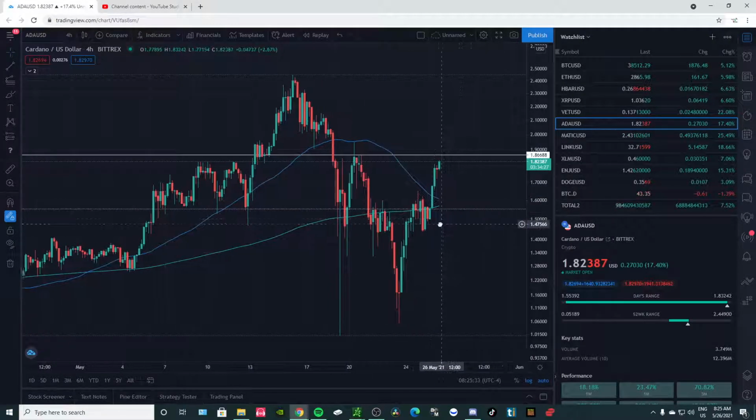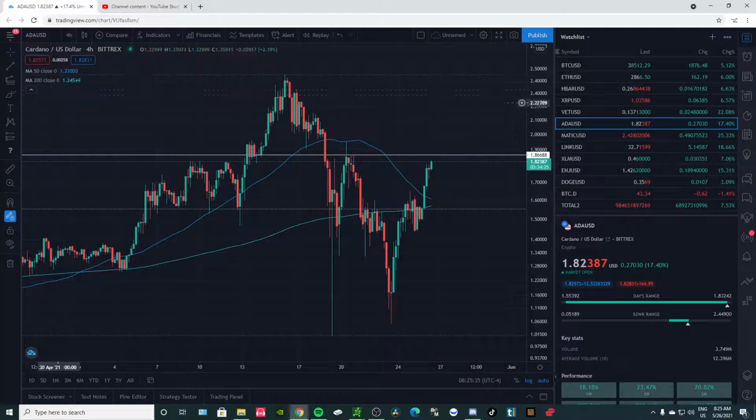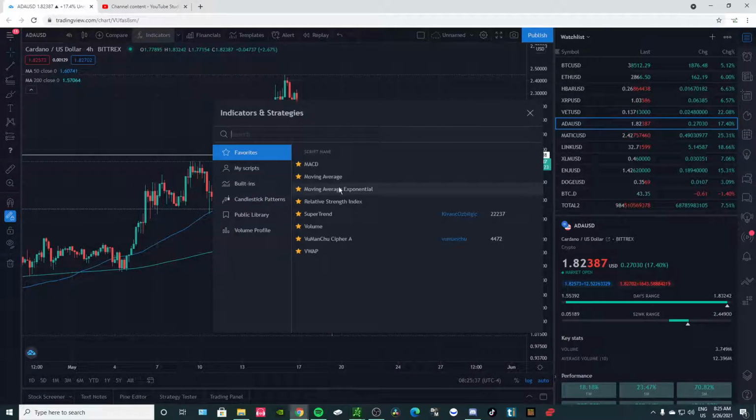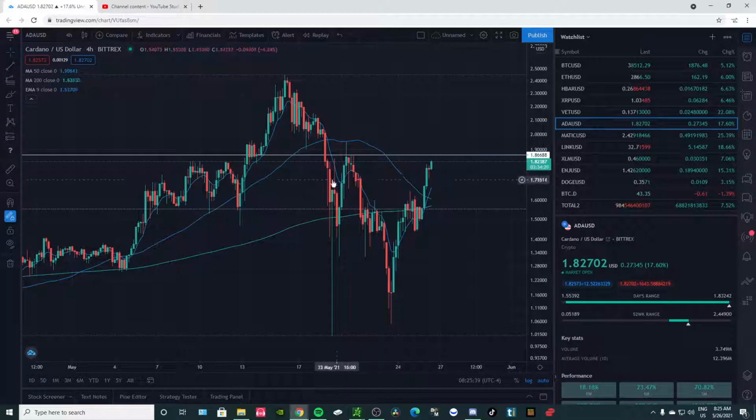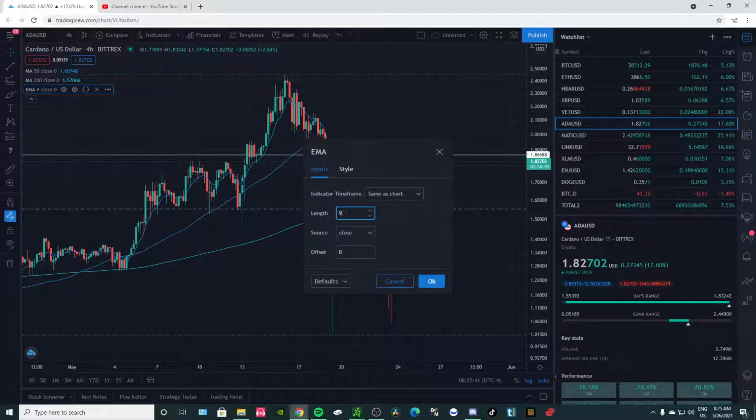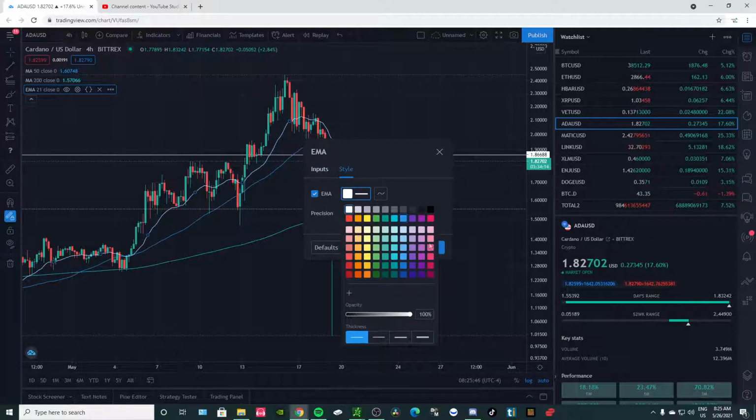We did break above this. Where's my 21 EMA? Indicators. Sorry, guys. Got to get that right.